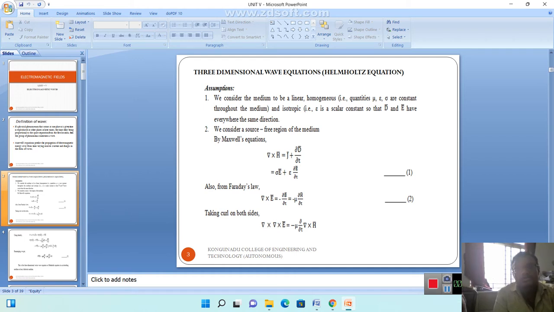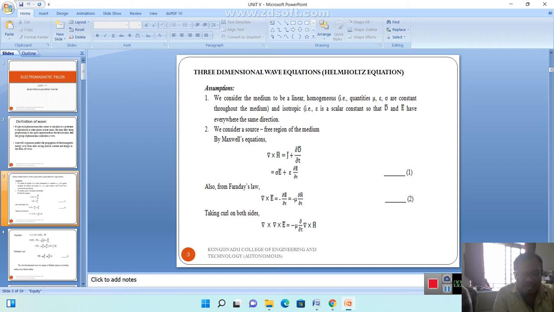So del cross H vector is equal to J vector plus dou D vector divided by dou t. Replacing and rearranging the first equation, we get sigma into E vector for electric field plus epsilon into dou E vector divided by dou t. Take this as equation number 1.